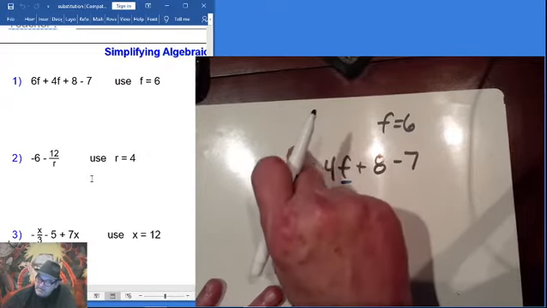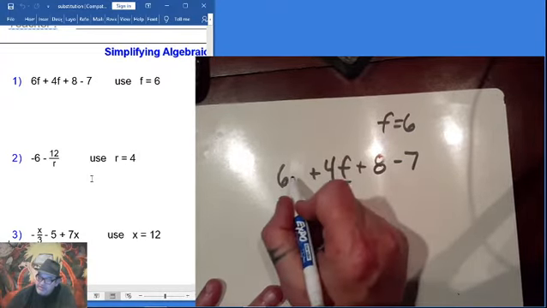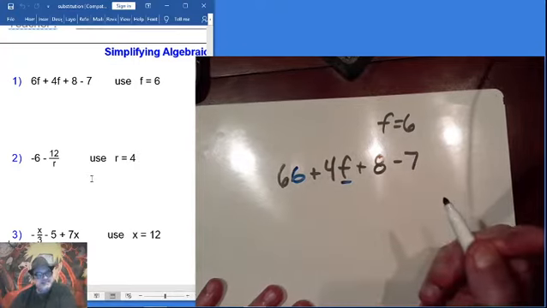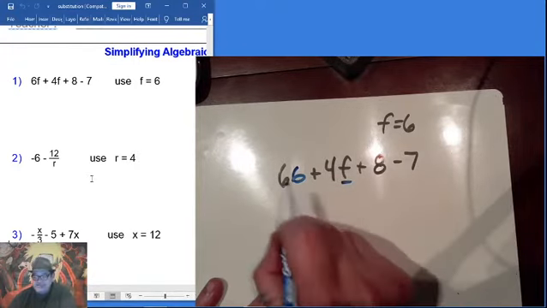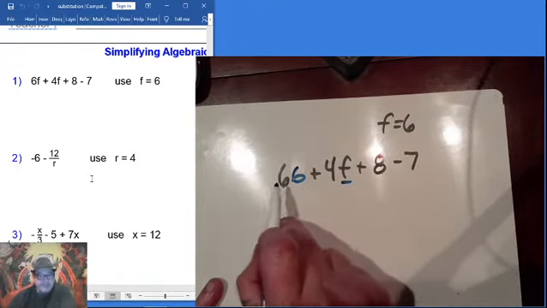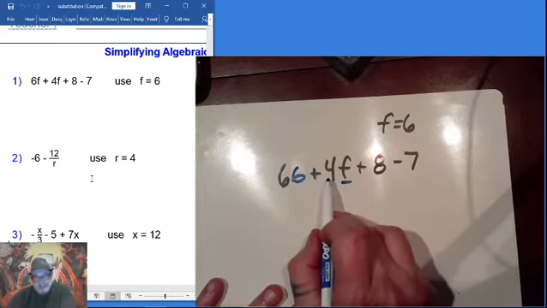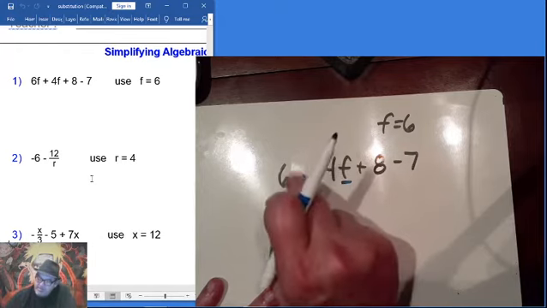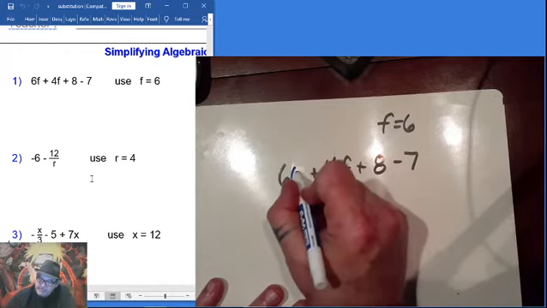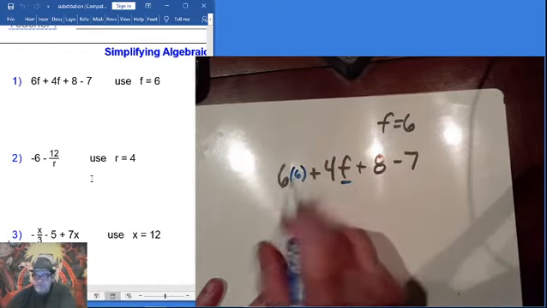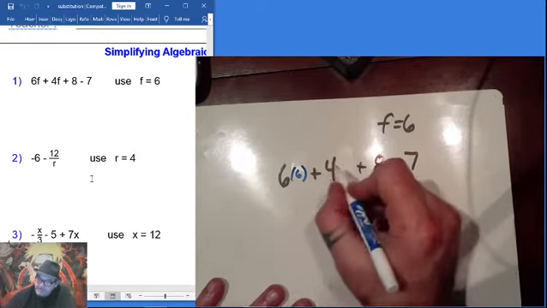Okay? Now, since it's going to go right next to another number, I'm not just going to put 6 in there because then that becomes 66. And it's not 66, it was 6 times f, right? Because anytime a variable is next to a number, that means multiply. So I'm going to put parentheses around it to show that it means to multiply. And I'm going to do the same with this f here.